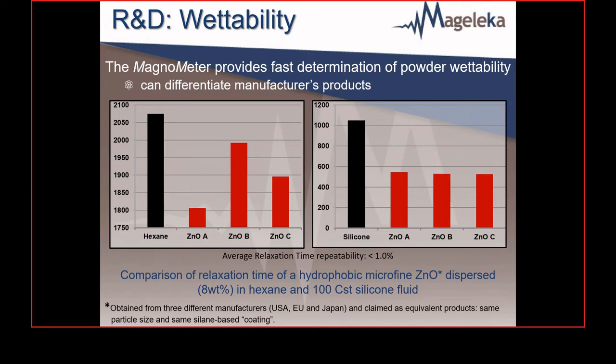The powder material used here was a hydrophobically modified micronized zinc oxide obtained from 3 different manufacturers, one in the USA, one from the EU, and one from Japan. They were claimed to be equivalent products. According to the literature, they had the same nominal particle size and the same silane-based coating. And specifically, it was a triethoxy caprylyl silane.